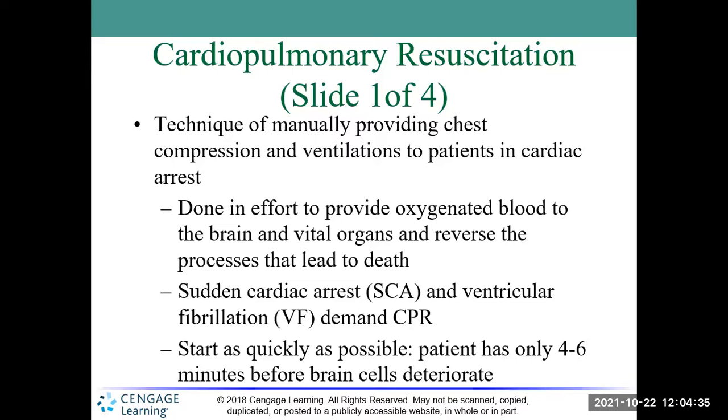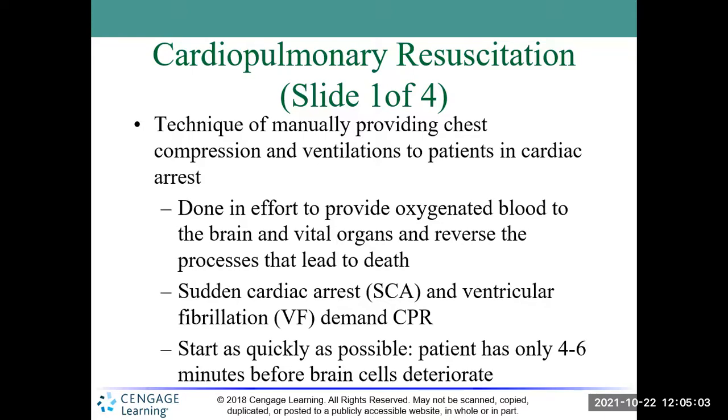Now, SCA, which is a sudden cardiac arrest, as well as ventricular fibrillation, both of those demand CPR. There's a lot of cardiac dysrhythmias that do not, but these do. CPR needs to be started as quickly as possible. The patient only has 4 to 6 minutes before the brain cells start to deteriorate. So that time window is extremely important.